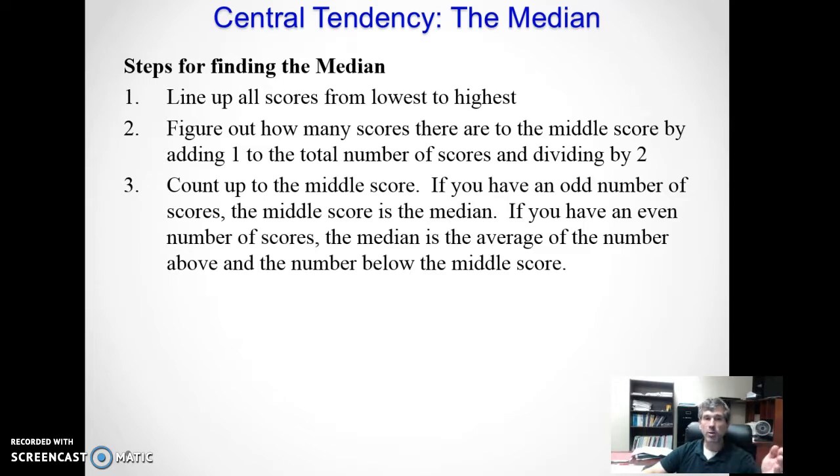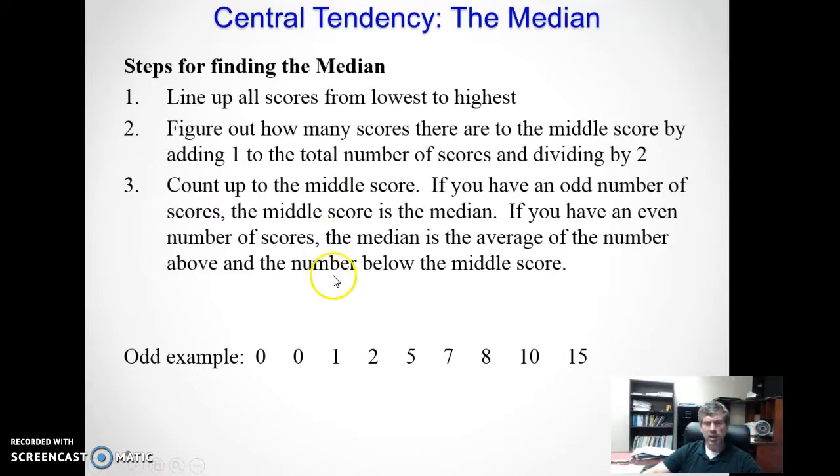Now, if you have an odd number of scores, well, when you add 1 to an odd number, it becomes an even number. You can directly identify that middle score. If you have an even number of scores, though, you wind up with a fractional number. You wind up with something like find the 3.5 highest number. In that case, you take the number above and below that middle score, so the third and the fourth highest in our example, you add them together, you divide by 2. You take the average of them.